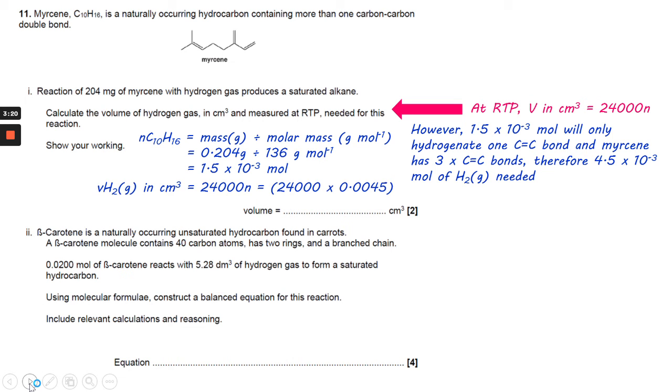So when we do V equals 24,000 n, we need to multiply 24,000 by 4.5 times 10 to the minus 3, which gives us 108 centimeters cubed.